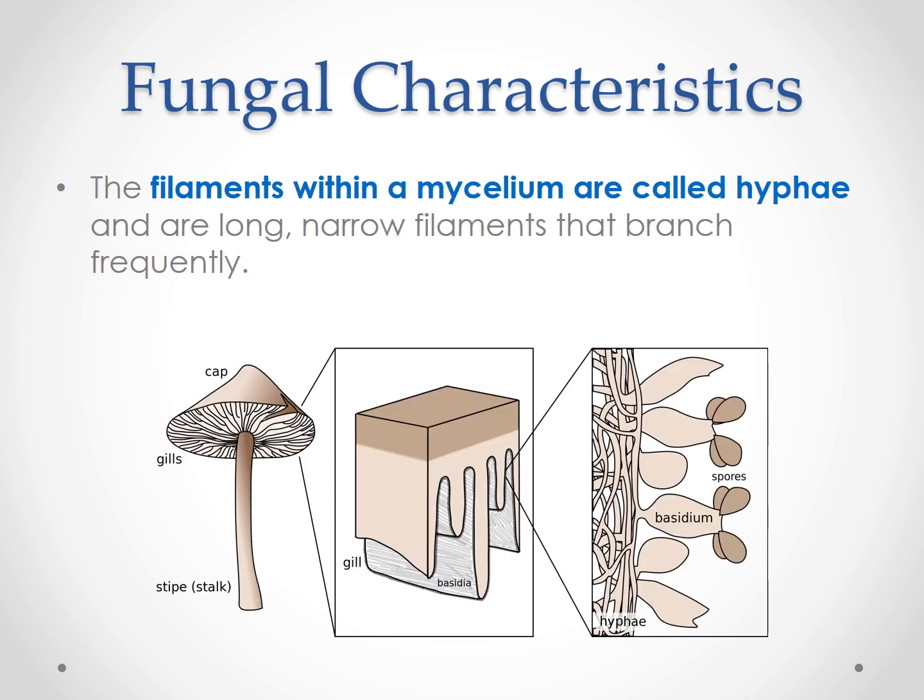And so if you were to zoom in on the mycelia, you would see that there are a bunch of these little branching strings composing the mycelia, and those are called the hyphae. These are long branching filaments that help to increase surface area for absorption of nutrients. They branch very frequently, and that frequent branching creates more surface area.